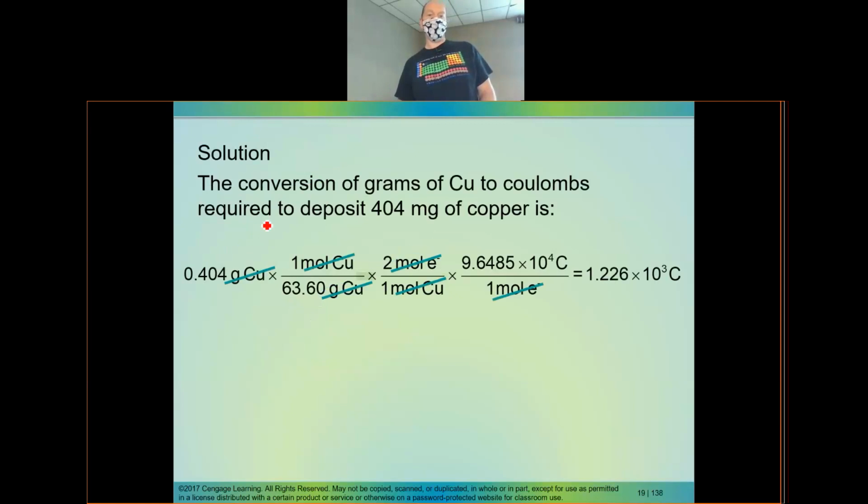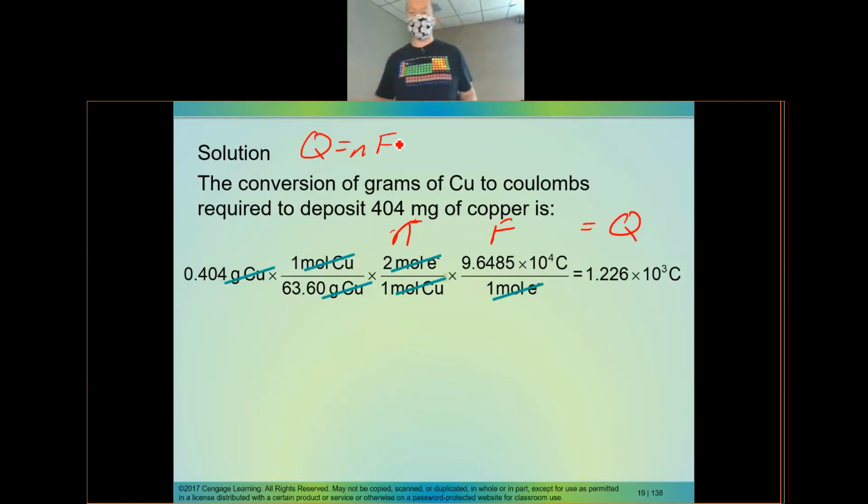All right, so again, you take your grams of copper. A milligram is 10 to the minus 3, so 0.404 grams of copper, divide by the molar mass. Then use the mole ratio, get the moles of electrons. Then you have your Faraday's constant. And so here is your Q in coulombs, this is your n moles of electrons, and this is your F. So we're using first Q is equal to nF.